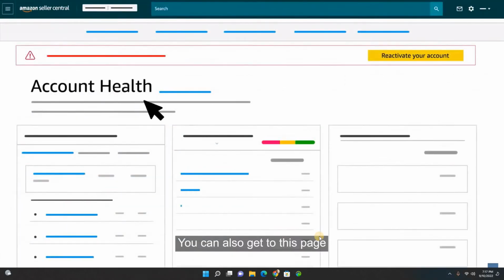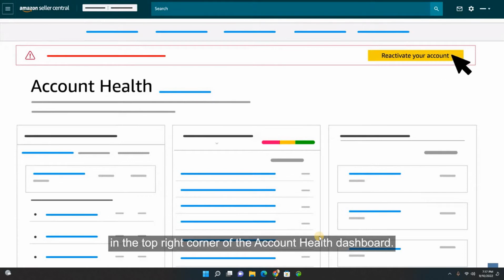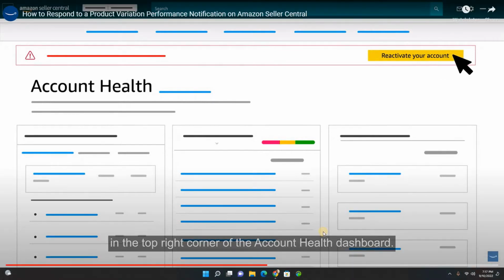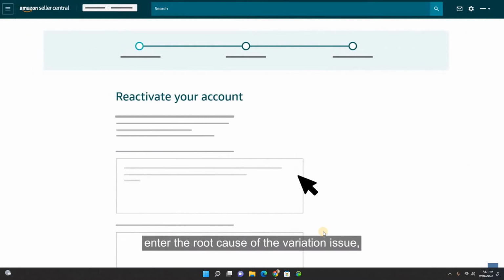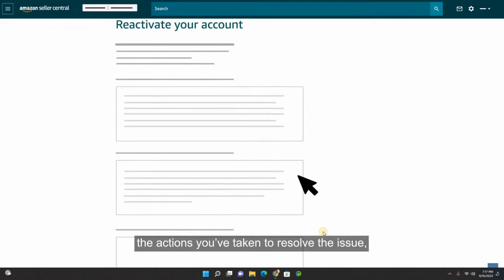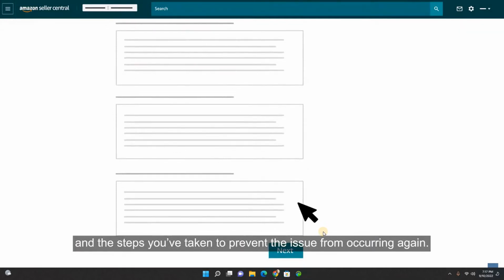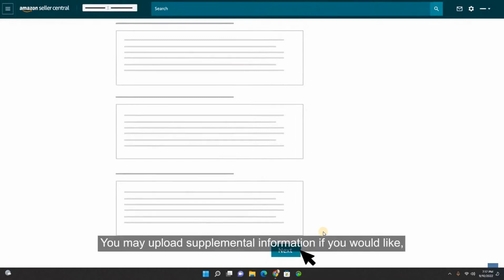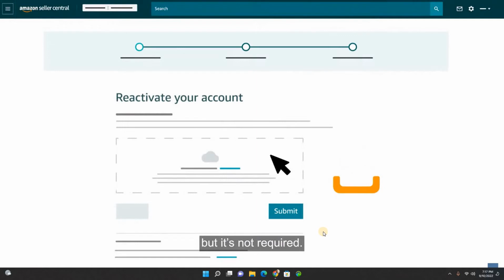You can also get to this page if you click the Reactivate Your Account button in the top right corner of the Account Health dashboard. On the Reactivate Your Account page, enter the root cause of the variation issue, the actions you've taken to resolve the issue, and the steps you've taken to prevent the issue from occurring again. Then click Next. You may upload supplemental information if you would like, but it's not required.